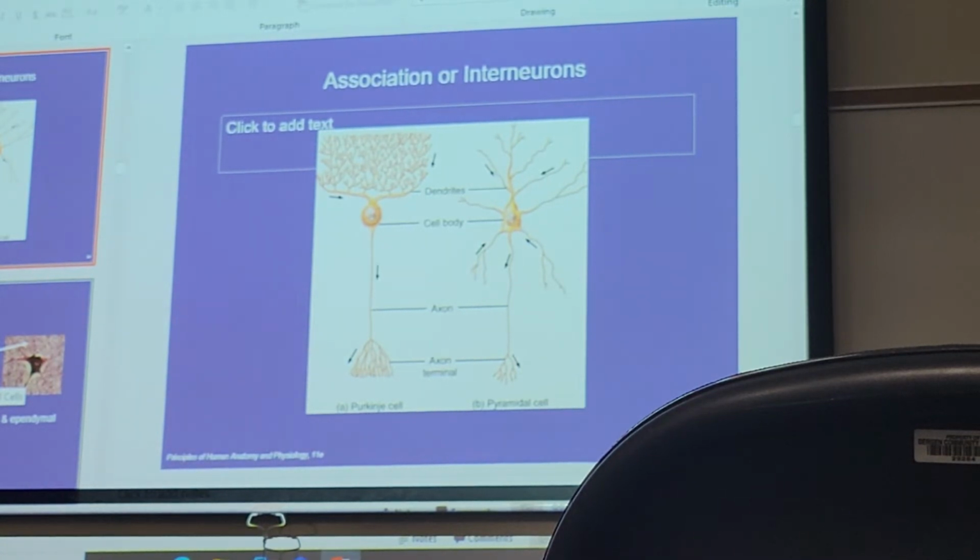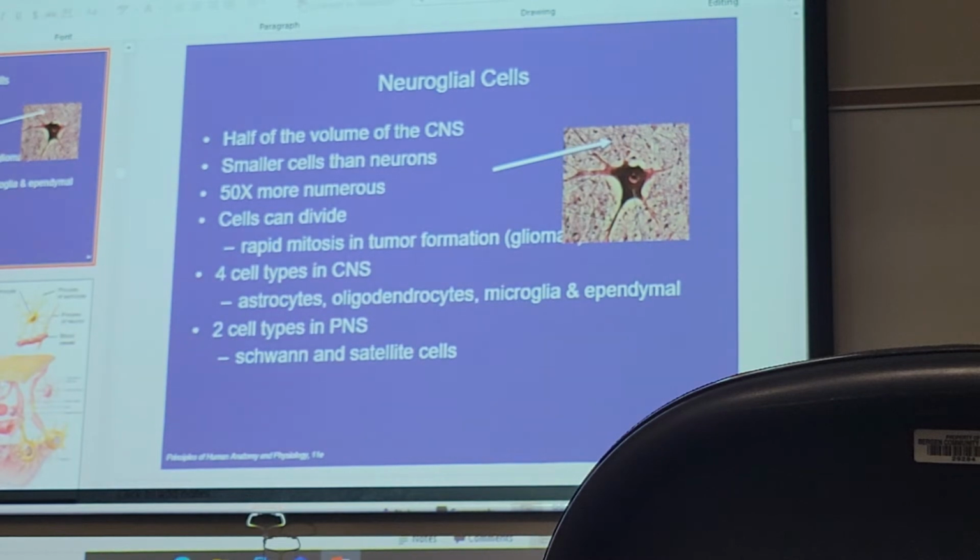Okay, let's talk about neuroglial cells. Neuroglial cells, like I said, there are about 50 of them for each neuron. That's important to realize. They are smaller than neurons, they're supportive, and a lot of them are referred to as the connective tissue of the brain, because they're involved in many of the functions. There are basically four found in the central nervous system and two found in the peripheral nervous system. They're listed up there: astrocytes, oligodendrocytes, microglia, ependymal, Schwann, and satellite cells.